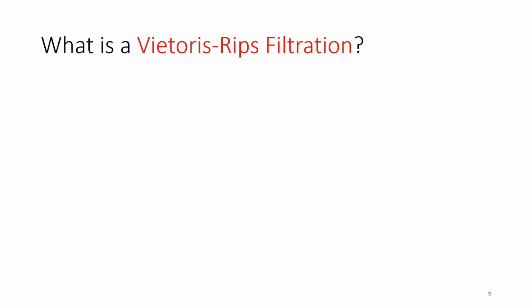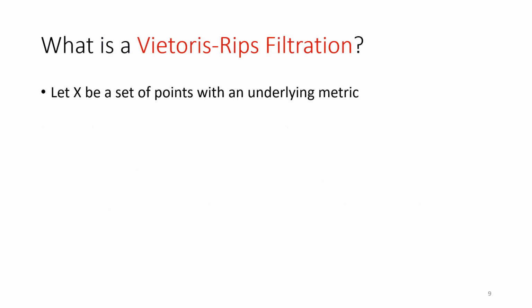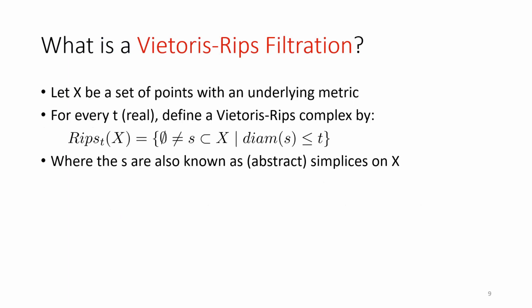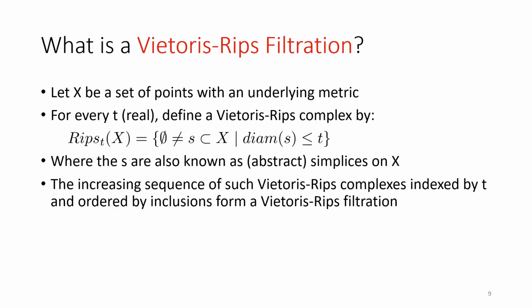What is a Vietoris-Rips filtration? Let X be a set of points with an underlying metric. For every real T, define a Vietoris-Rips complex by the set of sequences in X with diameter at most T. The increasing sequence of Vietoris-Rips complexes in X by T, in order by inclusions, forms the Vietoris-Rips filtration.